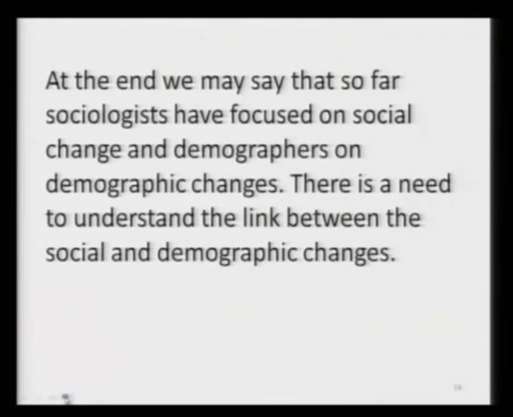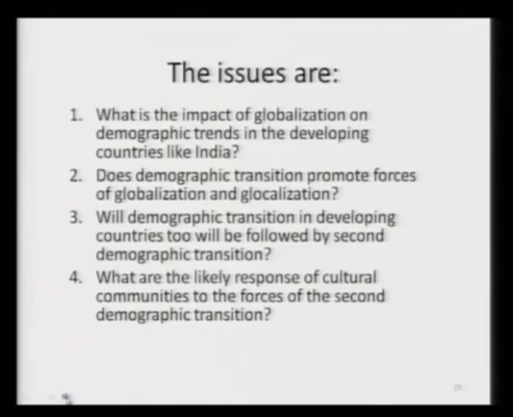At the end of this, I may say that so far sociologists have focused on social change and demographers on demographic change. There is a need to understand the link between the social and demographic changes. The issues are: what is the impact of globalization on demographic trends in the developing countries like India? Does demographic transition promote forces of globalization and localization?